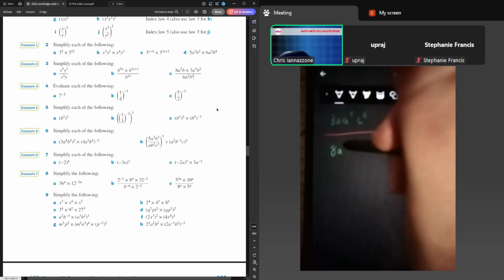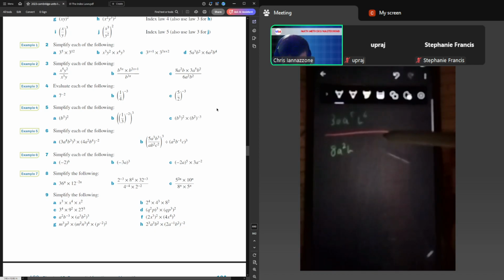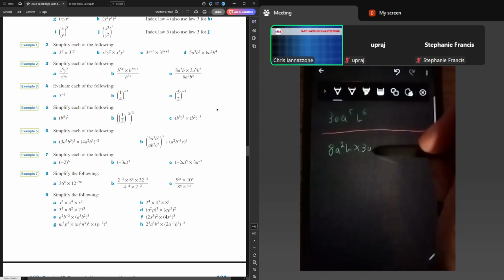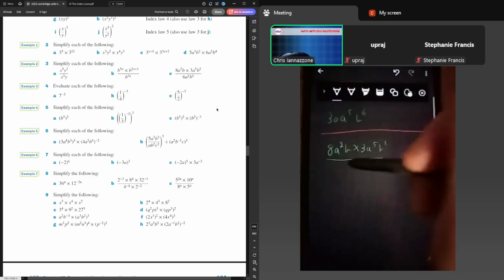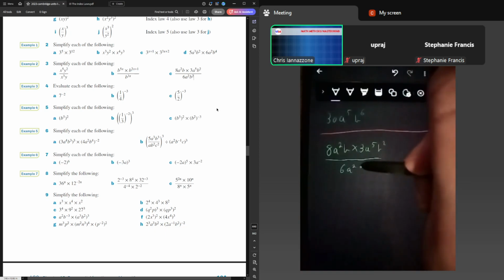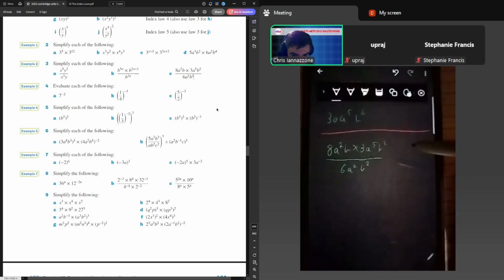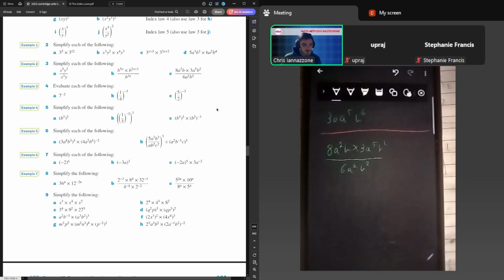8a squared b times 3a to the 5 b squared divided by 6a squared b squared. Bit more involved there. We're going to be using more than one index law associated with this. There is a preferred order to doing these things, I'll say. There's a few ways you could do it that could work out.